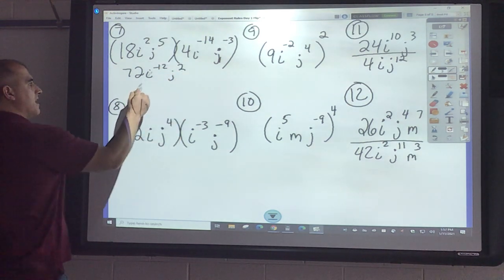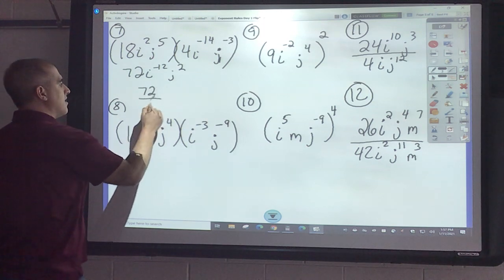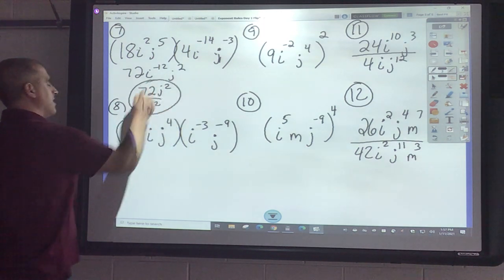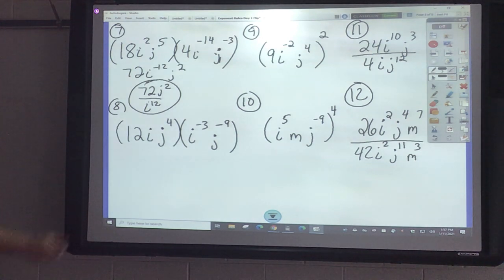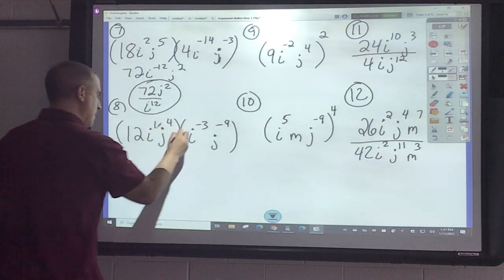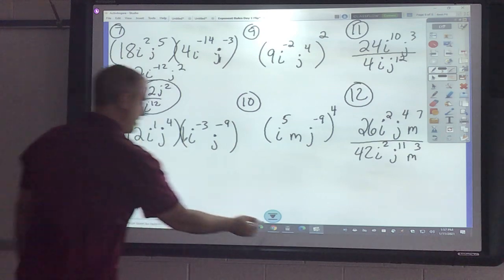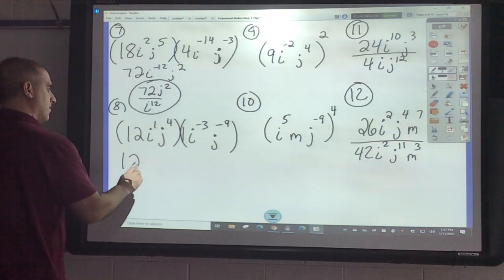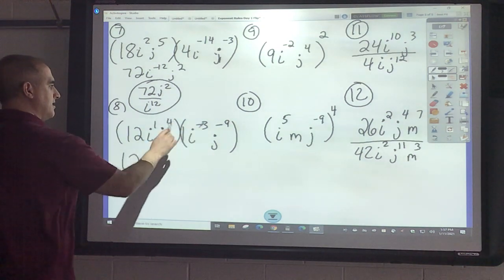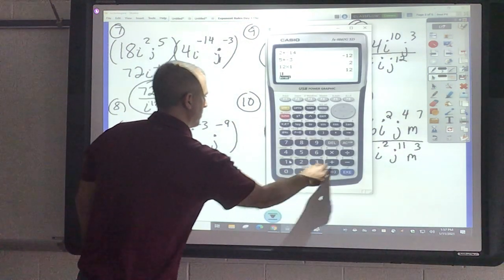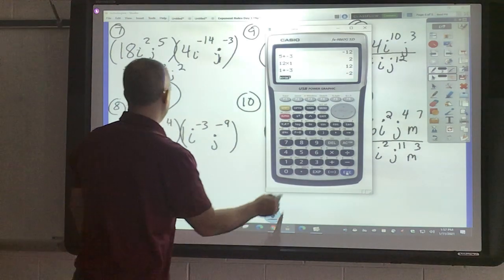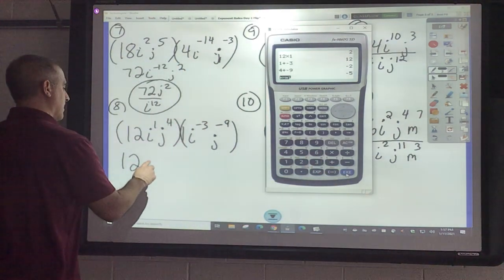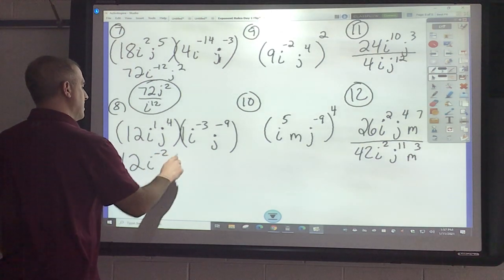Is anything going to move? Yeah, that I to the 12 is now going to go underneath and become positive, and the J squared stays up there, and that ends up being your answer. All right, now here, I'm missing this. So we got multiplication, 12 times 1, just going to be 12. I'm going to add these and add those. So 1 plus negative 3 is negative 2. 4 plus negative 9 is negative 5. So I got I negative 2, J negative 5.